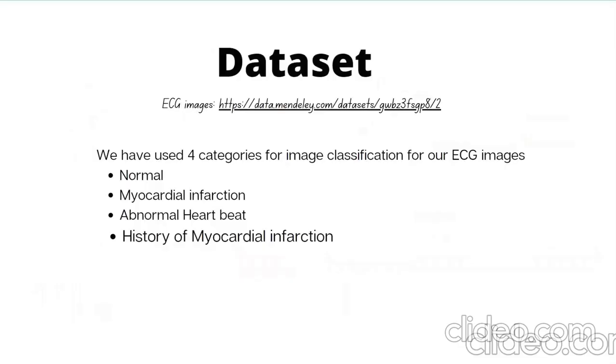We have done thorough research and we have come up with the repository where we found the ECG images for our analysis. And based on the dataset we found, we have used 4 categories of image classifications for our ECG images. Those are listed: normal, myocardial infarction, abnormal heartbeat, history of myocardial infarction. For the data preparation and pre-processing, I will hand it over to Avinash.